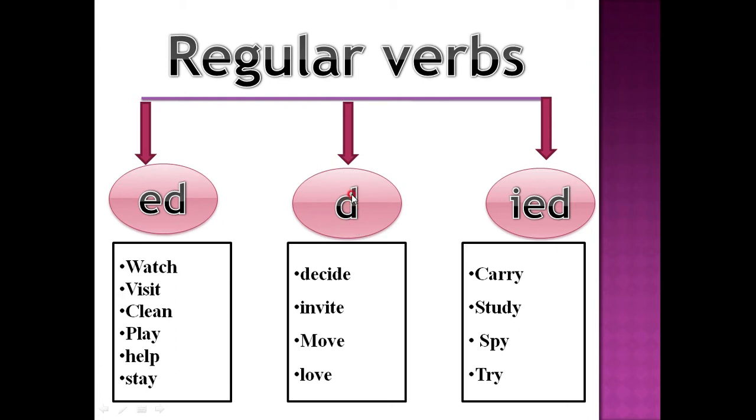The next one is d. We add d if the verb ends in e, like these verbs: decide, invite, move, love. They all end with e, so when we change them into past, we have to add d. Decided, invited, moved, loved.